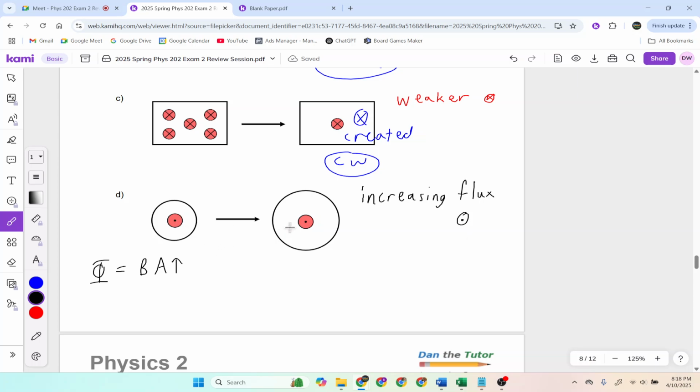If that was into the page, then obviously it'd be increasing into the page. So when you increase the area, you're increasing it in whatever direction it's already pointing. But the magnetic field itself is staying the same. So if I'm increasing out of the page, then my created B field, of course, needs to point into the page. So if my thumb points into the page, curl my fingers, this one's clockwise too. Any questions on any of those?